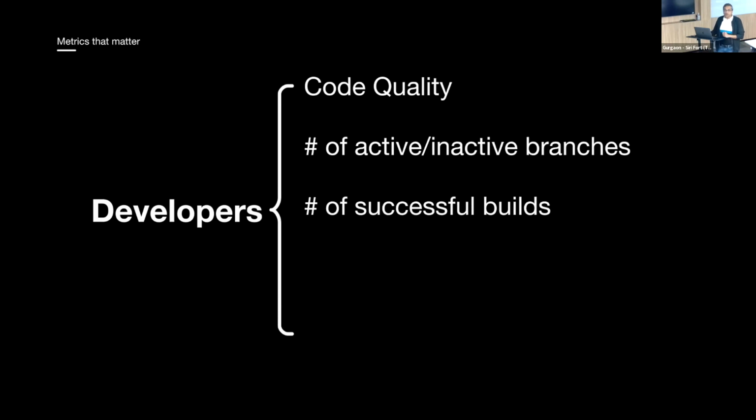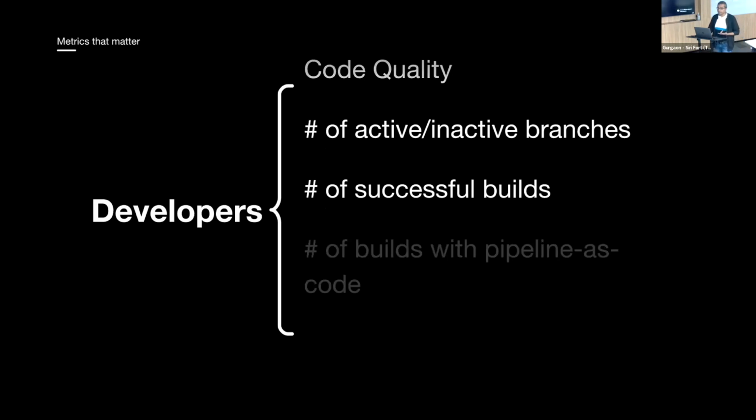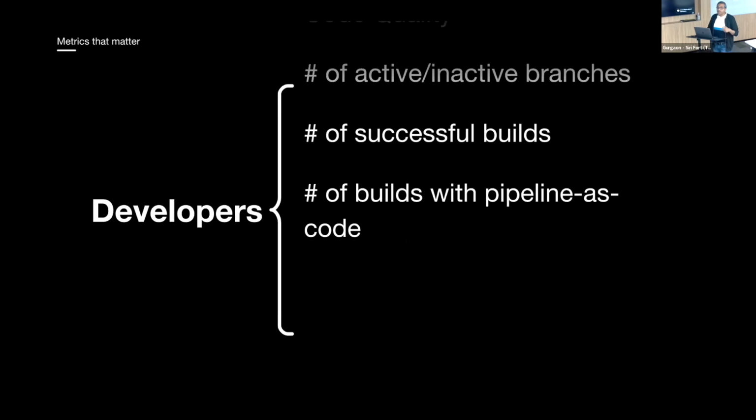How many successful builds have there been versus failing builds? What is the cause of those? So if you see a low number of successful builds, then you have to do an RCA and find out why the builds are failing. How can you prevent that from happening? How many builds have pipeline as code versus manually configured?